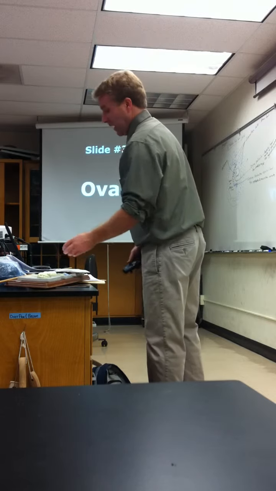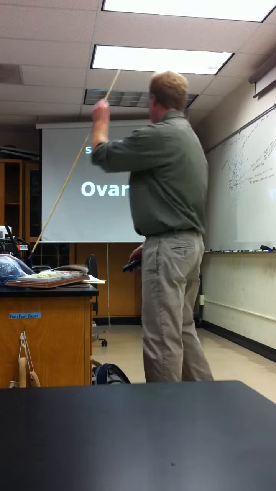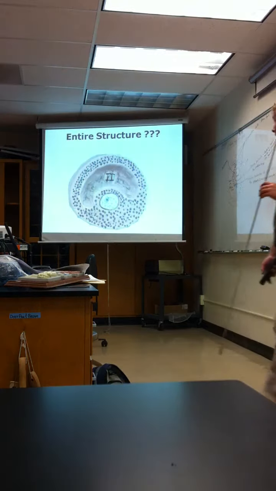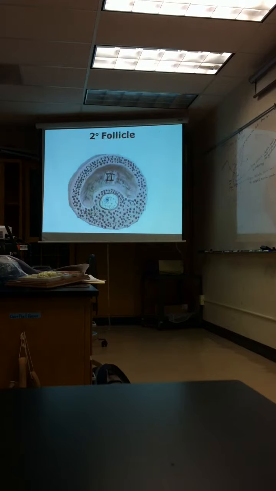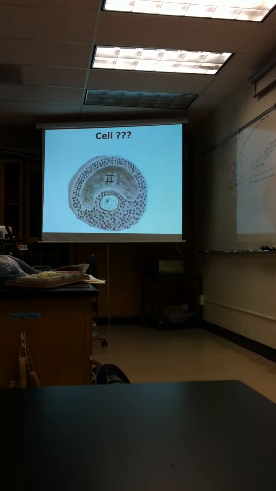However, you do need to be very comfortable with a high-power view of the secondary follicle. So this is actually one thing that you can see looks an awful lot like the slide we were looking at. The entire structure is a secondary follicle. And just to make sure you have this, this is a secondary follicle. What cell is that? It is a primary oocyte.